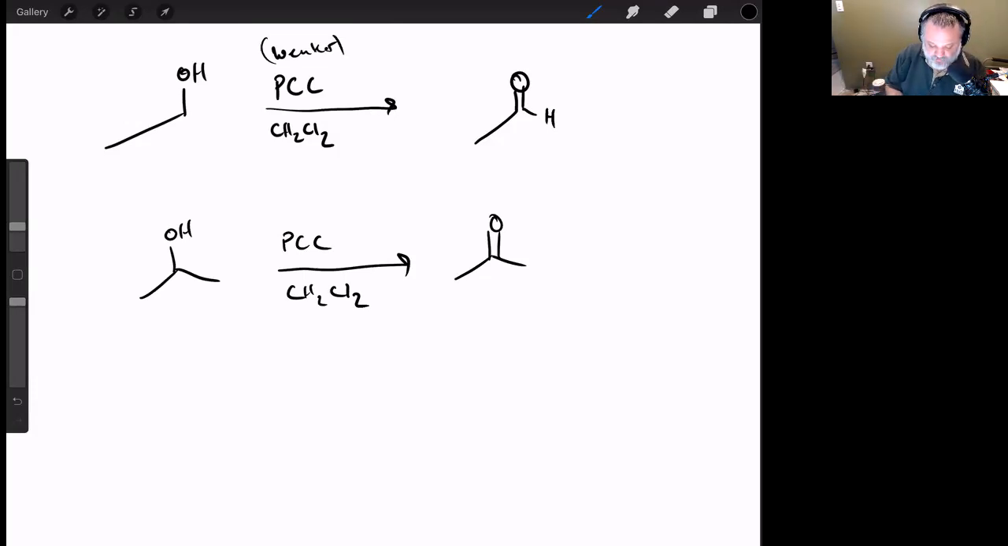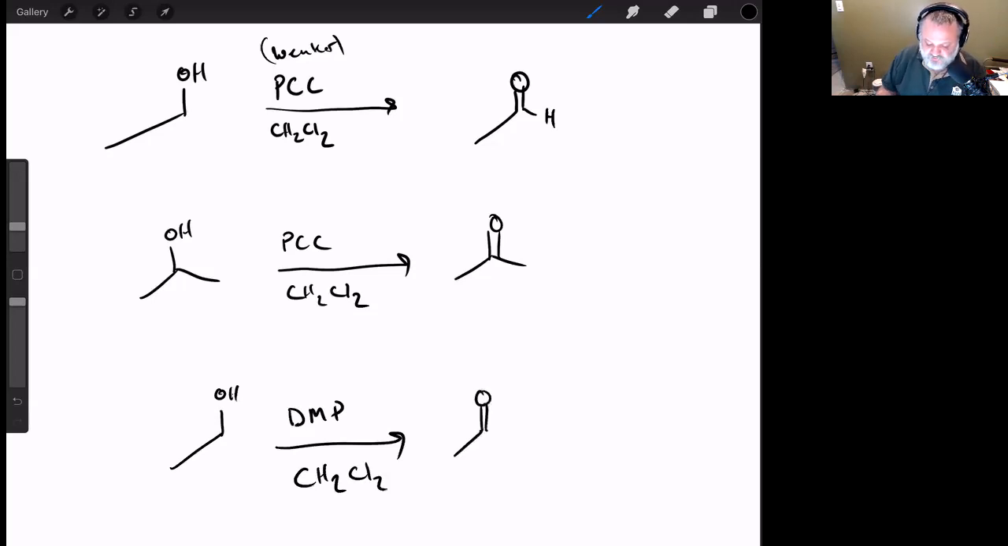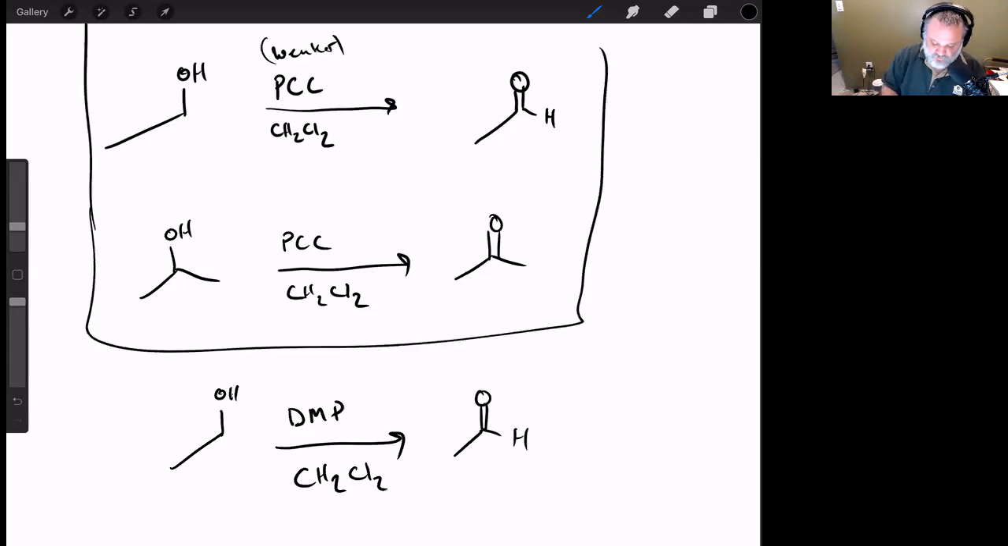There is another reagent that is interchangeable with PCC. It's called DMP. And it will oxidize to an aldehyde as well. Typically, I only show the PCC reagent, but I wanted you to be familiar with this one as well.